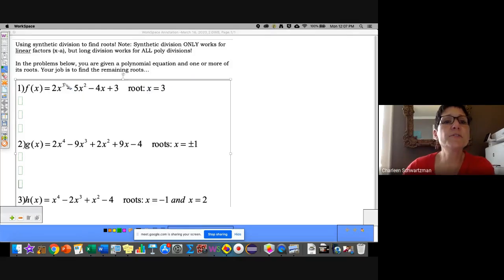All right, so if we look at the first one, what is the degree of this poly? 3. It's a 3rd degree. And if this says it's a root, that means I already know that I can write this as a factor. So what would the factor be for x minus 3?